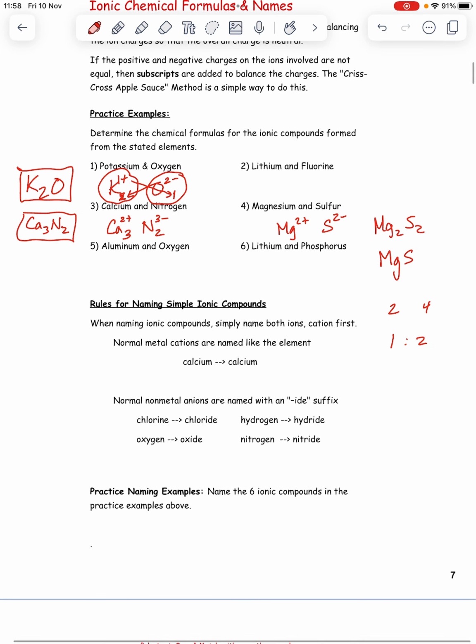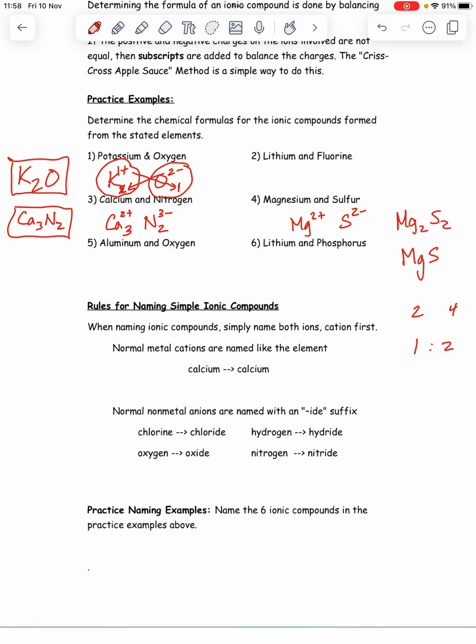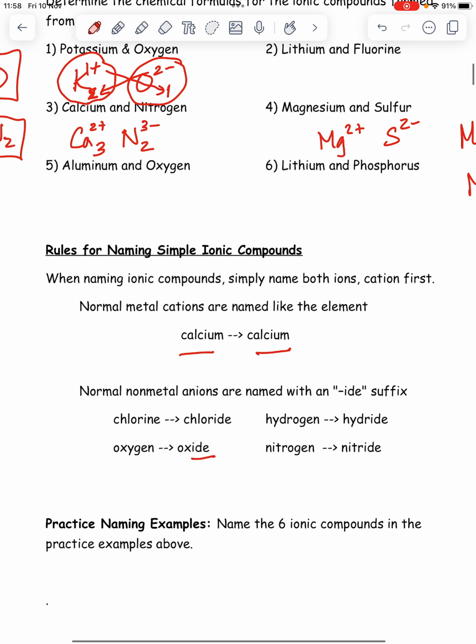In terms of naming, really all you have to do is change the name of the non-metal. And the convention is to give the ending an "-ide" to imply that it's now in its ion form. So metal ions don't actually change their name. So for the example here, calcium is still called calcium, potassium is still called potassium, but oxygen becomes oxide, and chlorine becomes chloride, and so on.